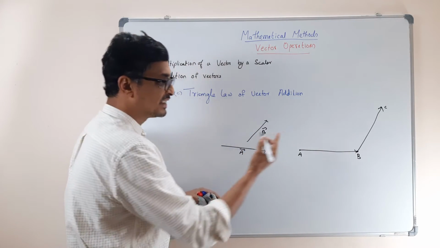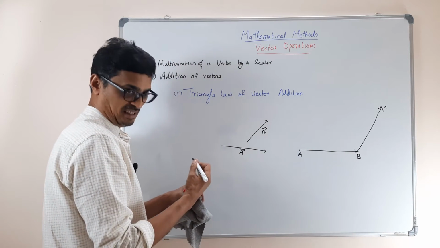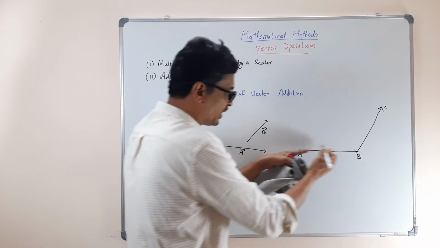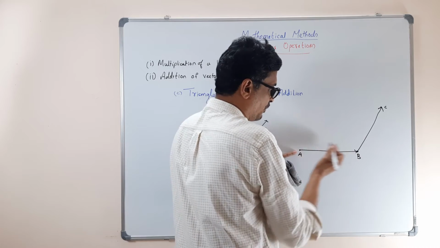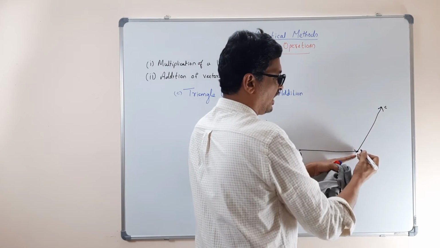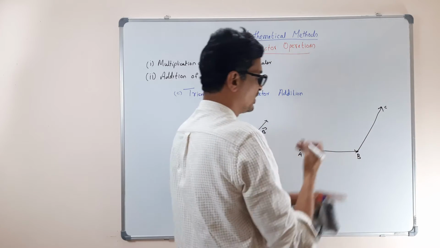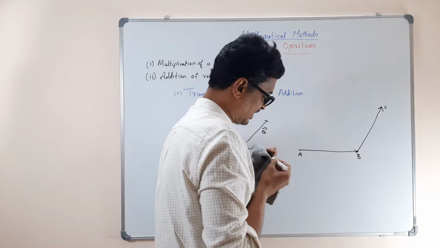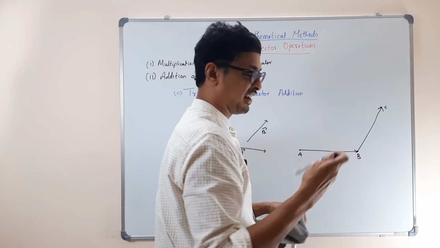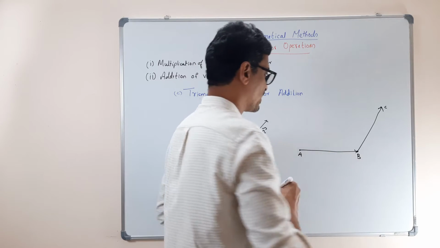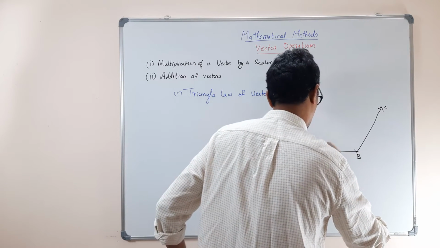And for the resultant of these two vectors, you join them so that the head of one touches the tail of the other. Under that condition, the resultant vector is just what you get when you complete the triangle. What is that? You join A and C.